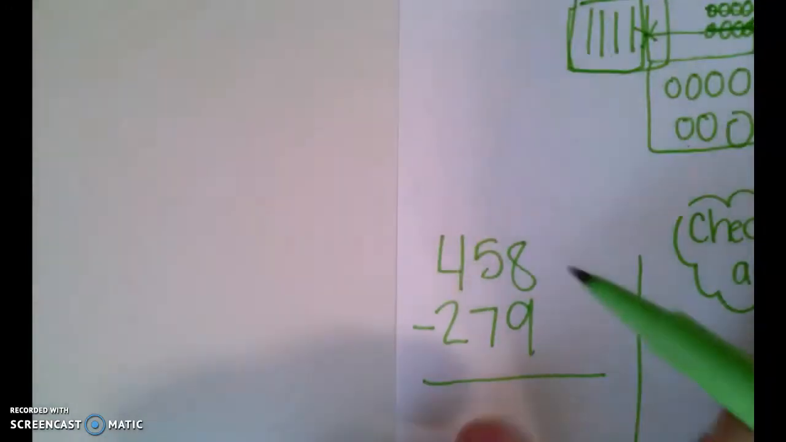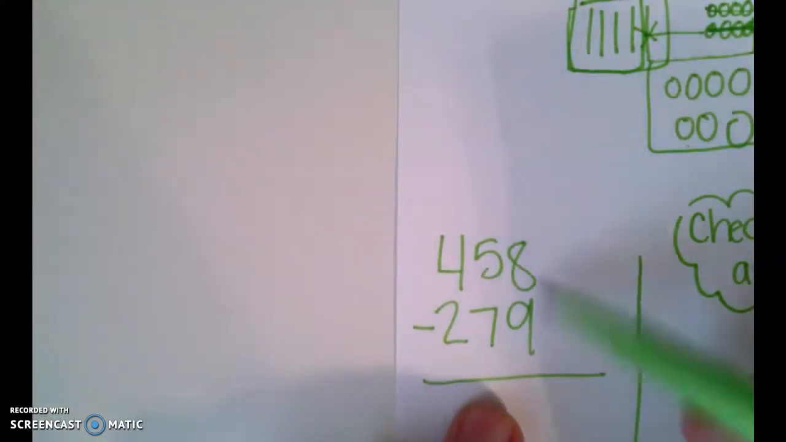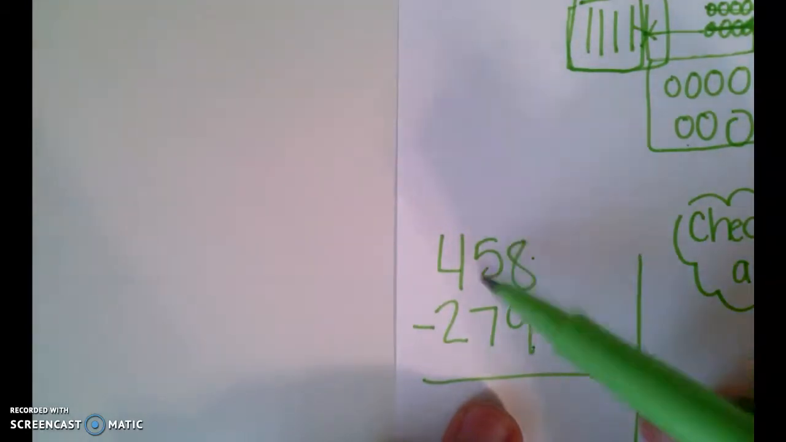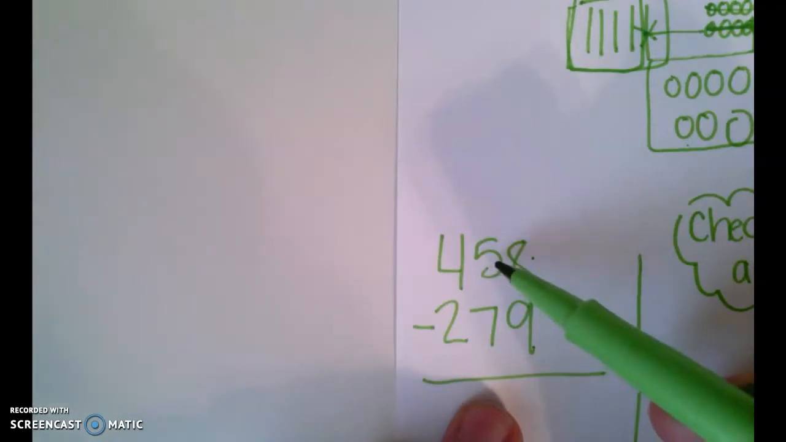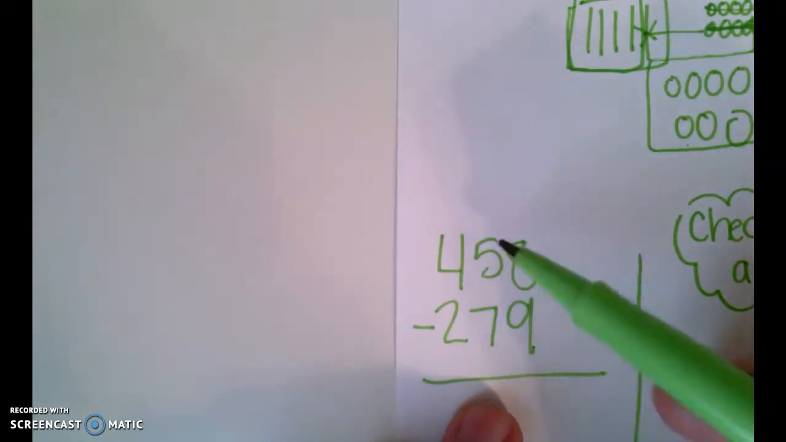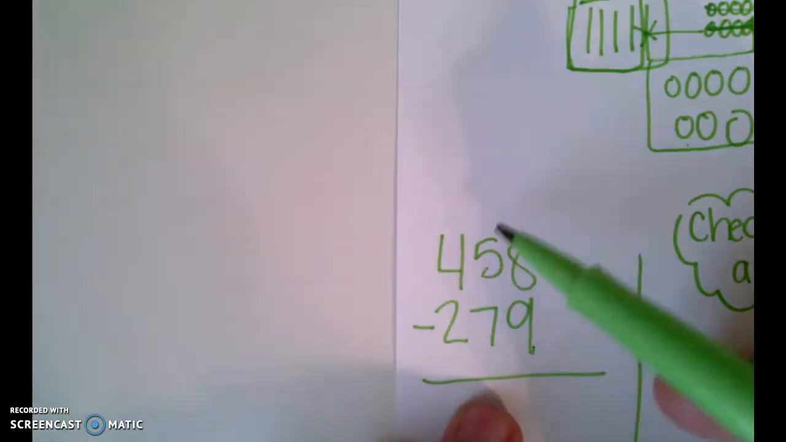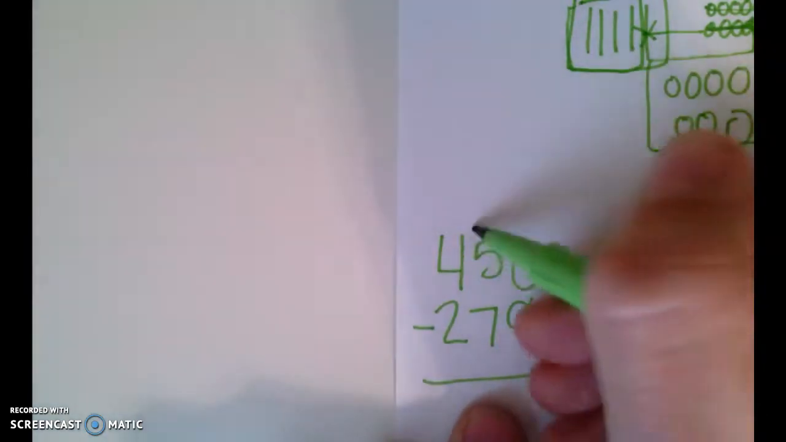I'm going to show you what we just did with the ungroup first method. If I look at the ones place, can I take 9 from 8? I can't. The number on the bottom is bigger than the top. Go to your neighbor and knock, knock, knock. What happens here? Can I take 7 away from 5 tens? I can't. I need more tens. The number on the bottom is bigger than the top.